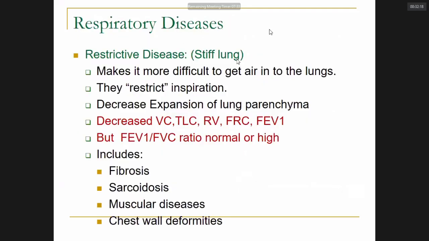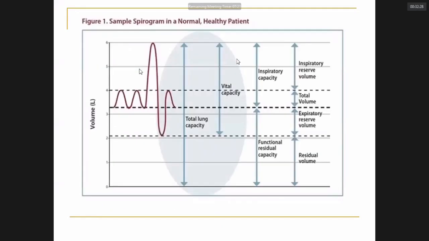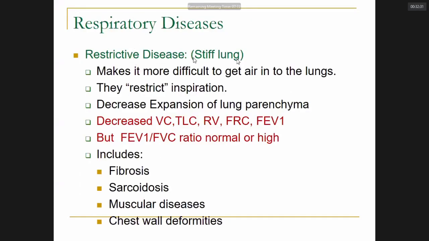Then you must know that there are certain very important diseases. Those diseases are known as restrictive lung diseases, and the others are obstructive lung diseases. Restrictive lung disease means the lungs are stiff. There's a restriction of air coming inside. There's a restriction in the inspiration. There's decreased expansion of the lung parenchyma.